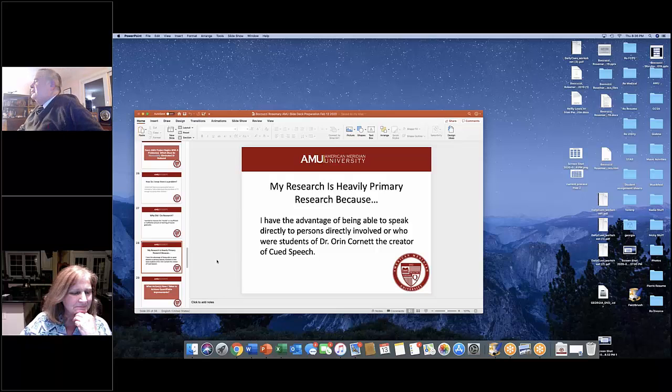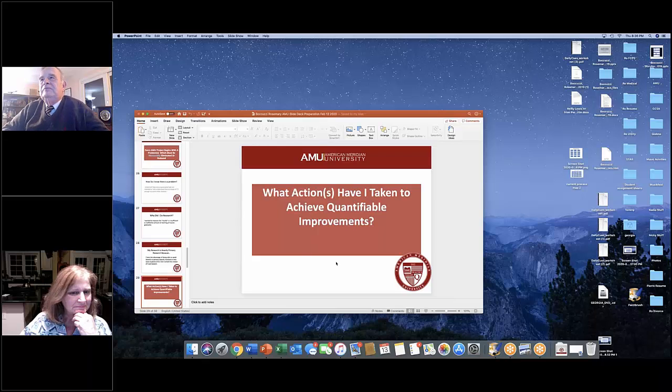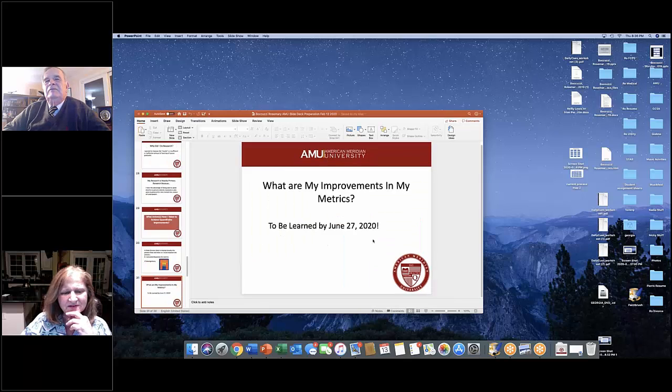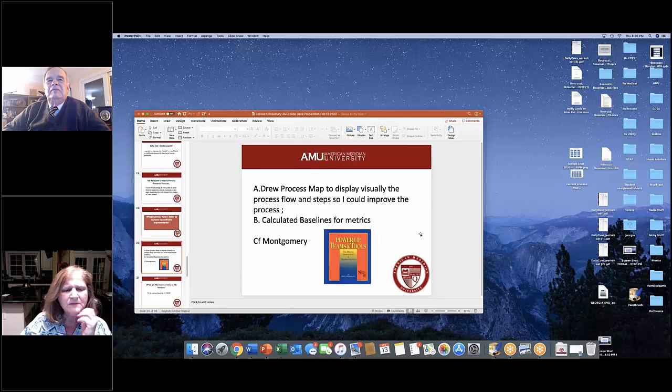Well, we have about 20 minutes or so. I know that's plenty of time. Okay. What actions have I taken to achieve quantifiable improvements? Hold on a second. This one. I drew a process map to display visually the process flow and steps so I can improve the process, and calculate a baseline for metrics.